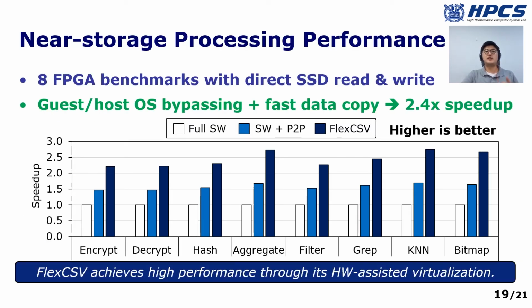In the first experiment, we measured the performance of a near storage processing benchmark through existing software stacks and FlexCSV. The graph shows the speed-up values compared to the full software virtualization mechanism. Our graph shows that FlexCSV can achieve about 2 times faster near storage processing in virtualized environments over the software-based virtualization. Compared to the software implementation with direct peer-to-peer data transfers, the FlexCSV engine still achieves about 40% speed-up due to its hardware-level device orchestration.